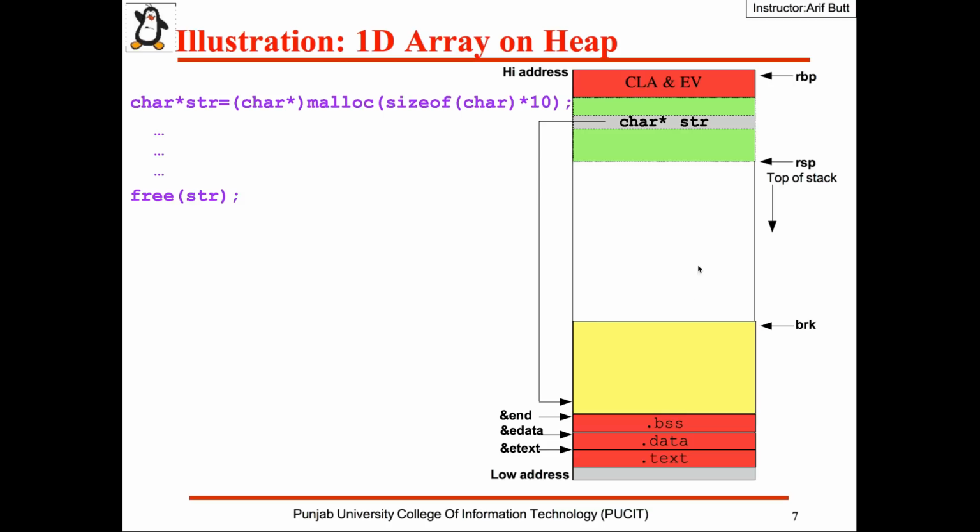Moreover, the pointer variable str over here still exists on the stack. And we of course know that it will be automatically freed when the function that has declared this variable goes out of scope.